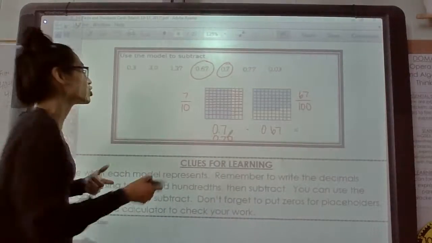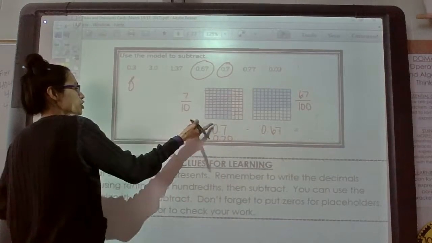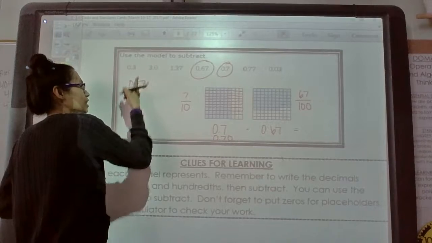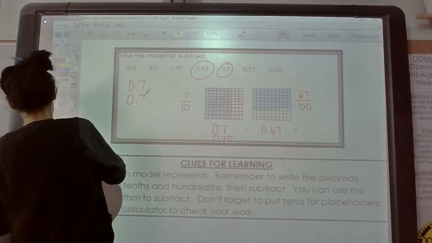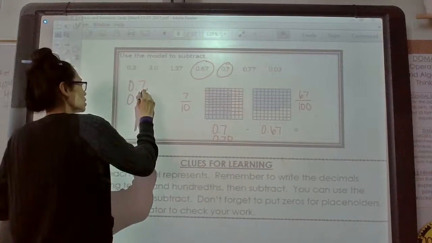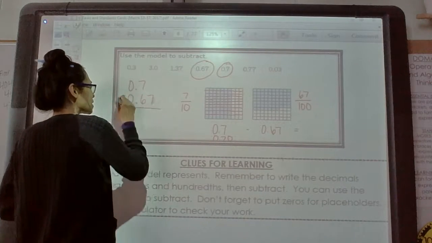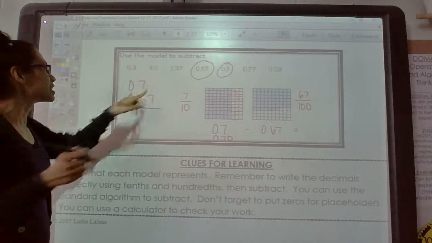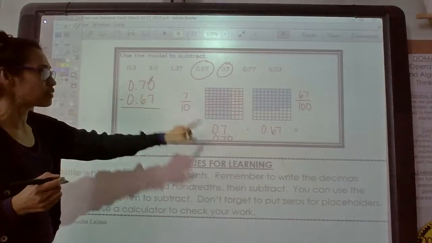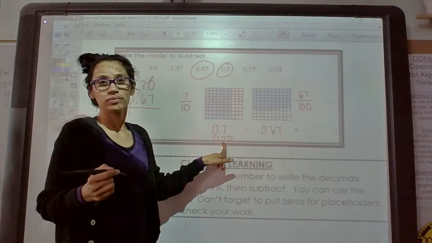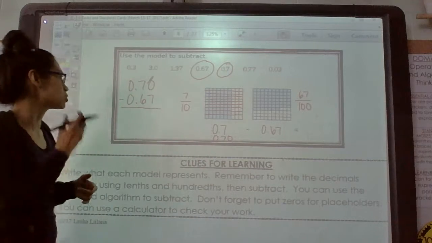And when we use our standard algorithm, and remember, the first number always goes first, we line up our decimals. Oops, nope. 67. What do we always have to make sure we do? Put a 0 right there. And the reason that's the same, look, 70. We just did that right here. And then now we can subtract.